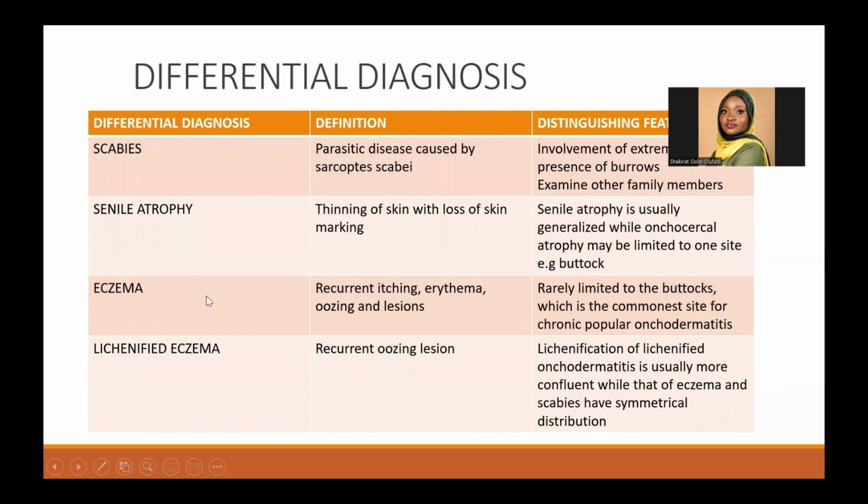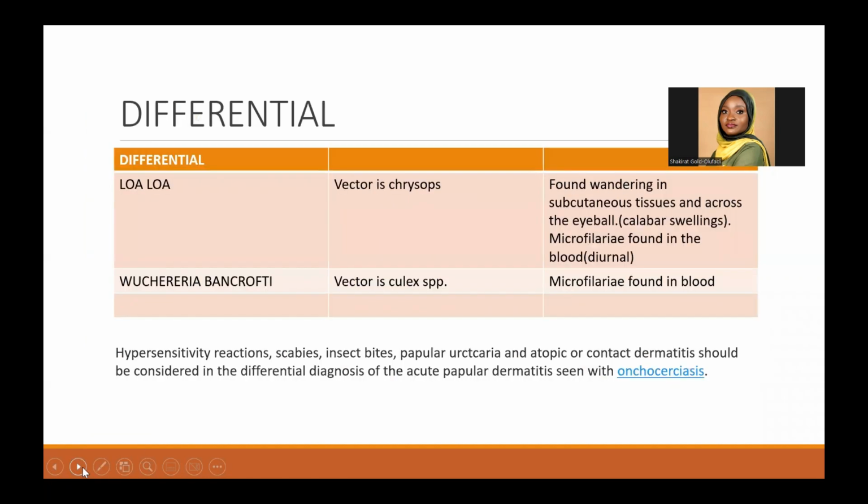Another common differential is papular urticaria, insect bite allergy, which a lot of children have these days, but it's also slightly different. There are some differences. Papular urticaria is unlikely to go all the way to the buttocks, unlike onchodermatitis, which usually will go all the way to the buttocks and the trunk. Usually papular urticaria you only have on the arms and the legs. We spoke about lichenified eczema.